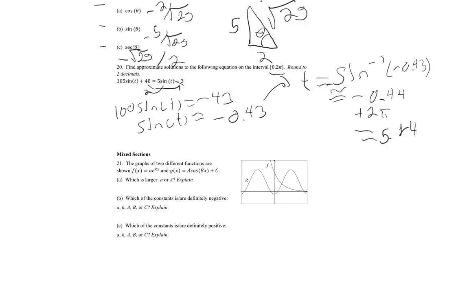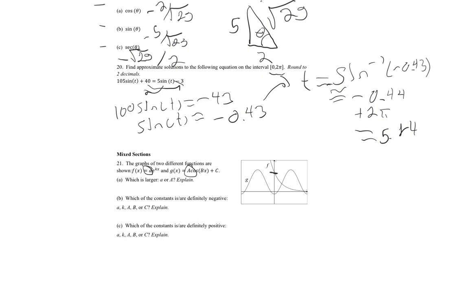All right, for number 21, we're looking at this graph of two different functions. And part A asks, which one is larger, lowercase a or capital A? So we're looking at this one and this one. And so the lowercase a is going to be larger since it's that initial value of the f function. And we see if we look right here that it's positive, it's above the x-axis.